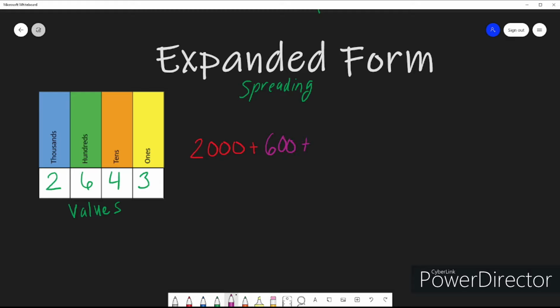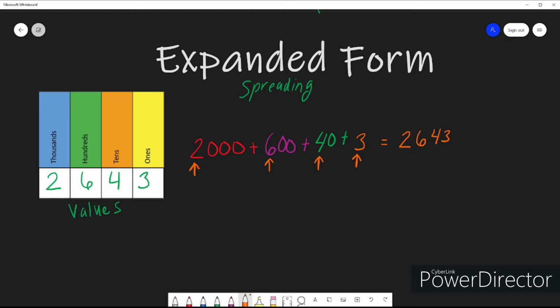And we're going to add on the tens. Just as similar as word form, being 40, we write 40 in the addition. And we have 3 ones, which wraps us up with a 3. If we write all these together, it'll be 2,643. And we receive that all from the beginning place values of each number from its location.